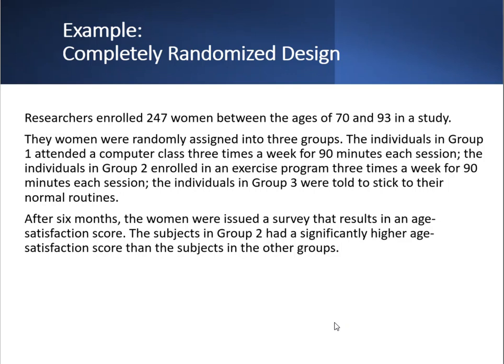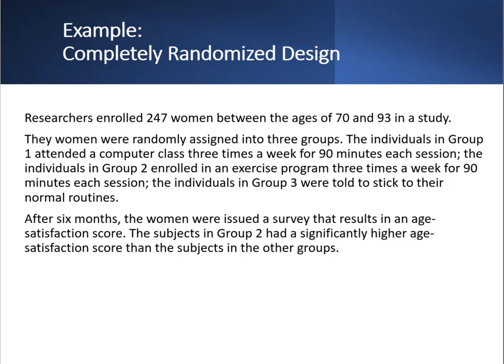Now, our treatment groups, in other words our explanatory variable, were the computer class, the exercise program, and the normal routine. And then our response variable, so what did they use to measure the outcome of this experiment, was the age satisfaction survey.